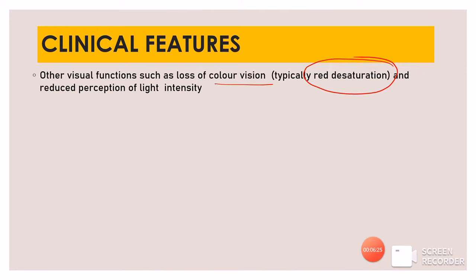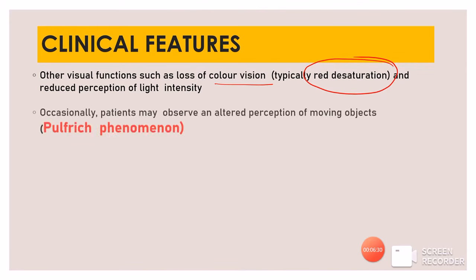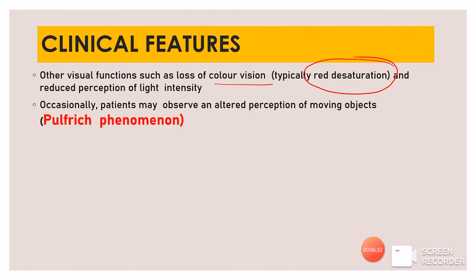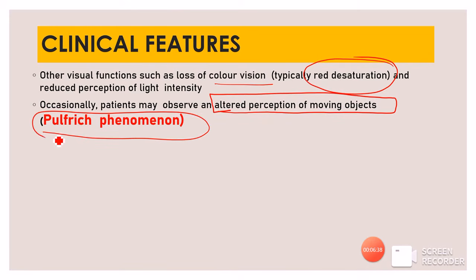So other visual functions such as the loss of color vision, typically the red desaturation, are present. I told you already that in optic neuropathy, usually red desaturation is present. And there's one more thing which happens, an altered perception of moving objects, and this is called the Pulfrich phenomenon.